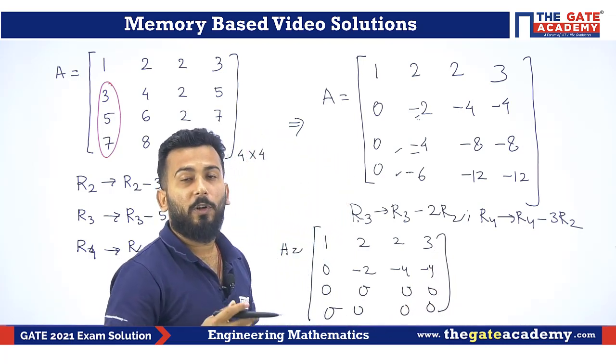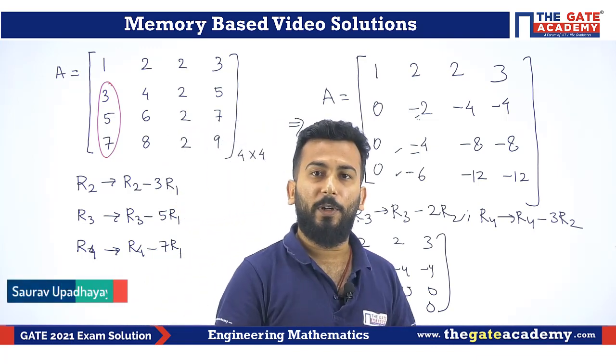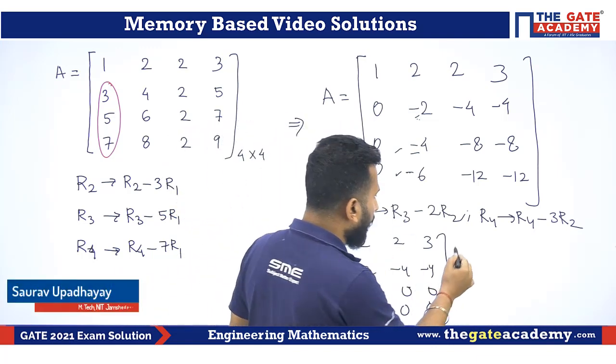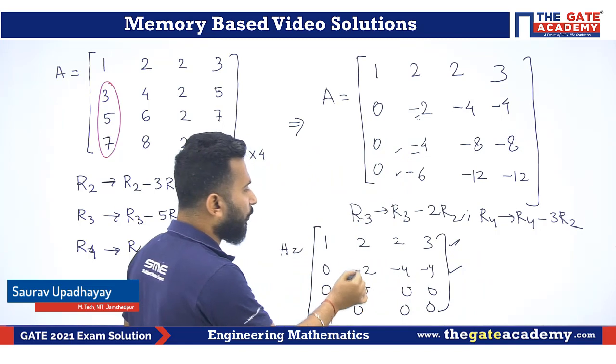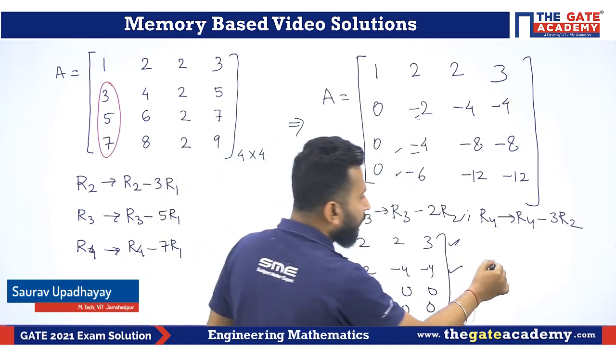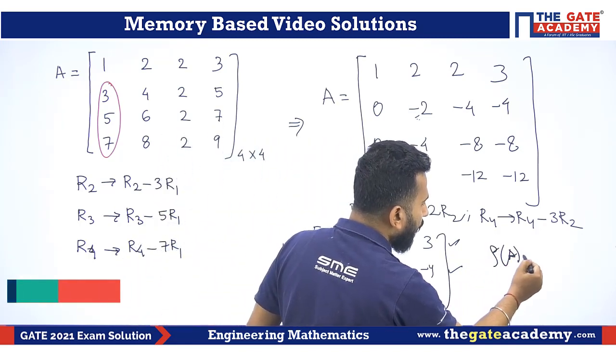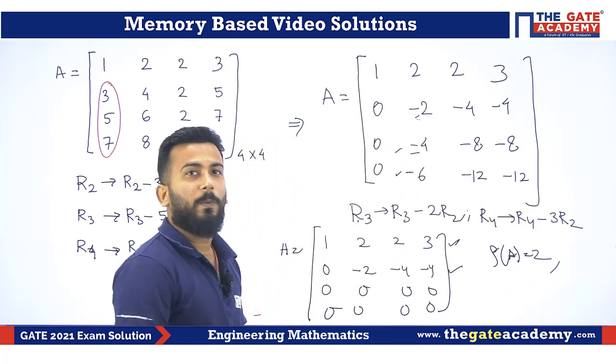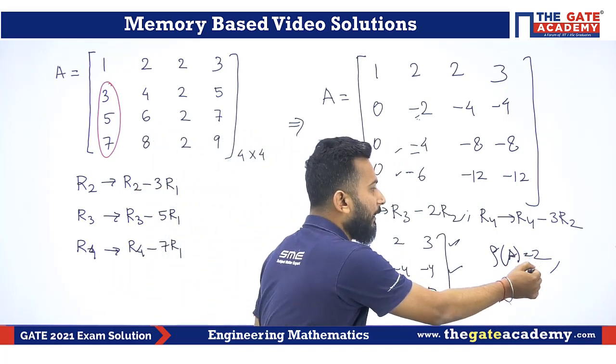So how many non-zero rows can you find in the row echelon form? The number of non-zero rows is 1 and 2. Obviously these two are not dependent on each other, so its rank is coming out to be 2. Rank is coming out to be 2.